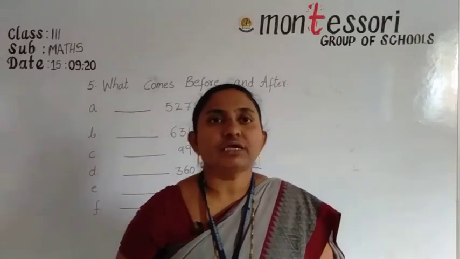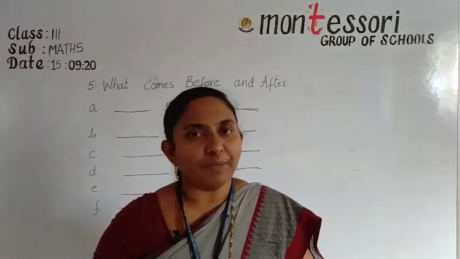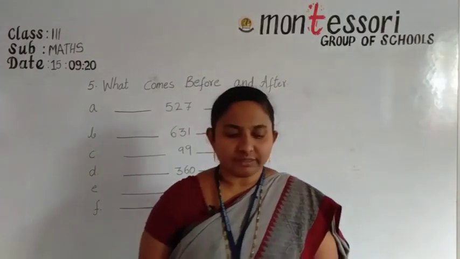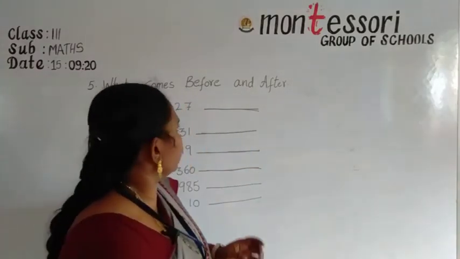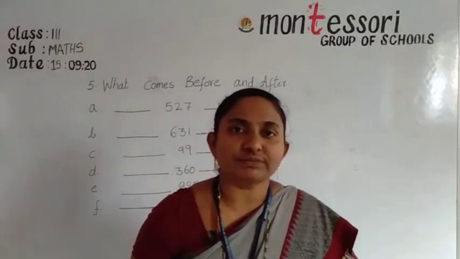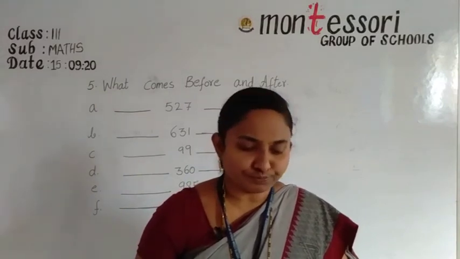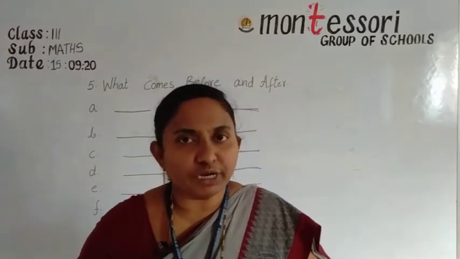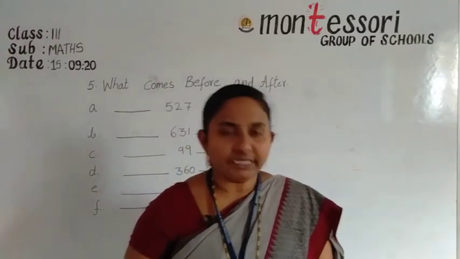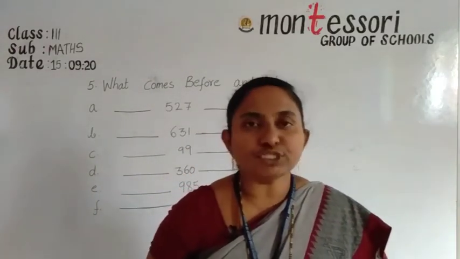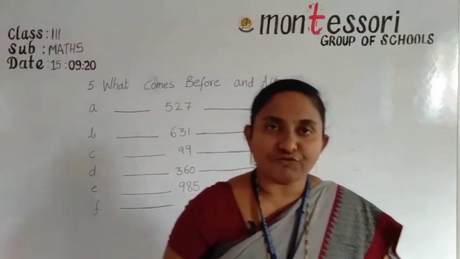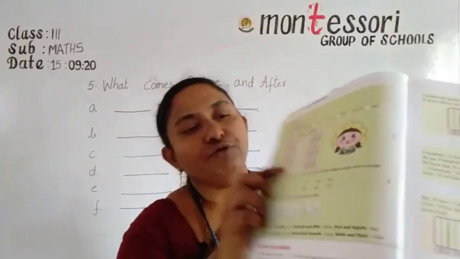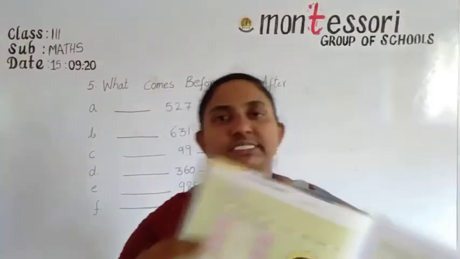In last class we have discussed the topic comparing numbers. Now in this class we are going to discuss the topic before and after numbers. So all of you open your textbooks, page number 2, 5th bit. In 5th bit, they are given like this: what comes before and after? This is the bit I am explaining now in this class.